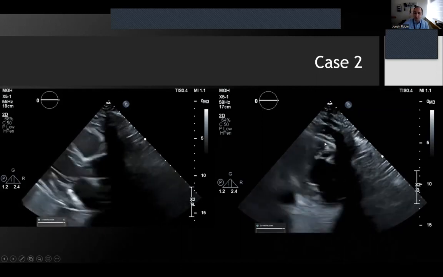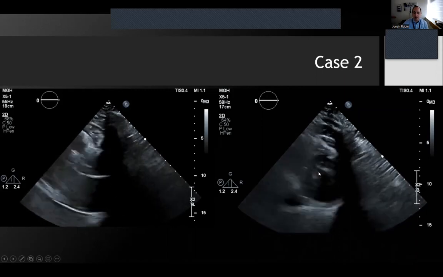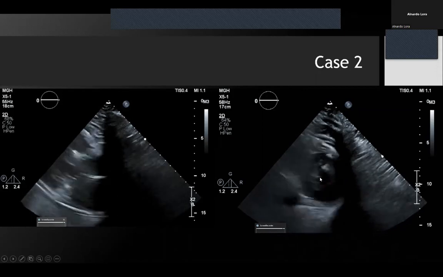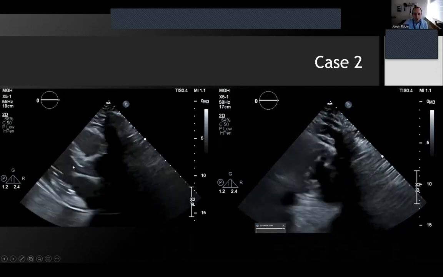Although you have to be careful if you're going below the papillary level towards the apex, because at the apex, even under normal circumstances, it's just the apex. So you might just be seeing the apex coming up, which is always going to look closed. But yeah, this is actually right.